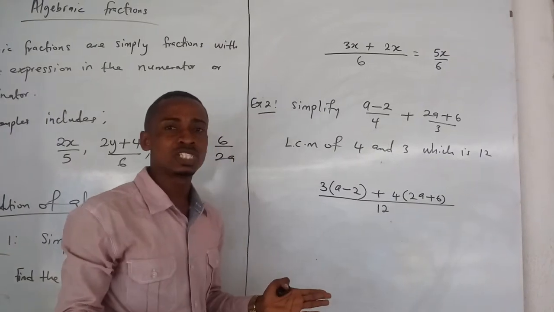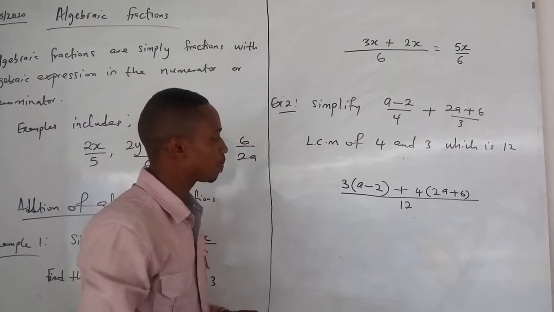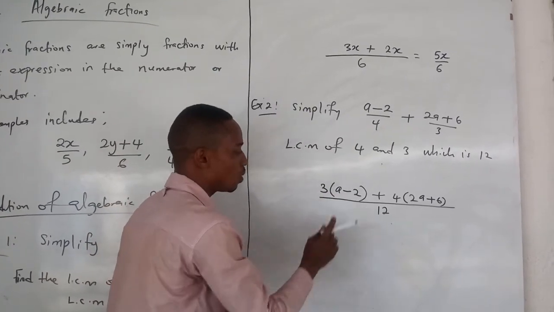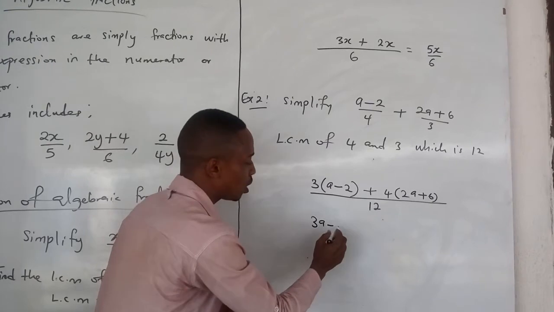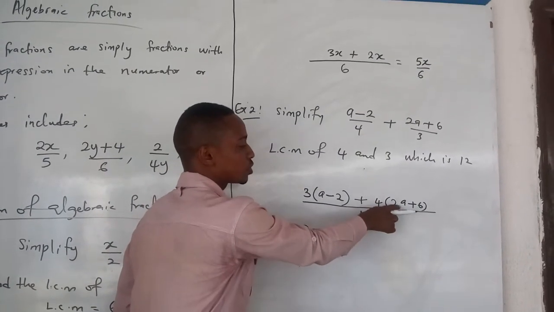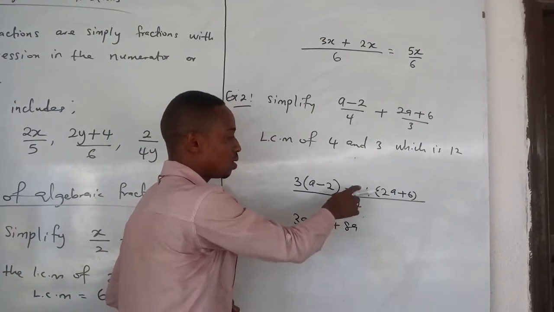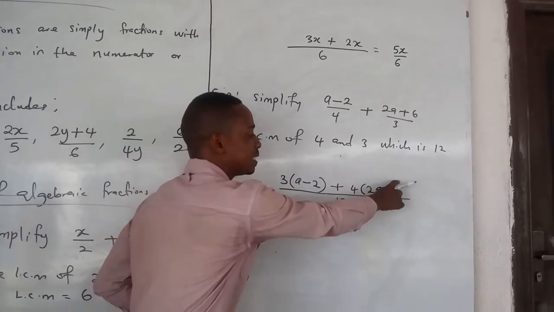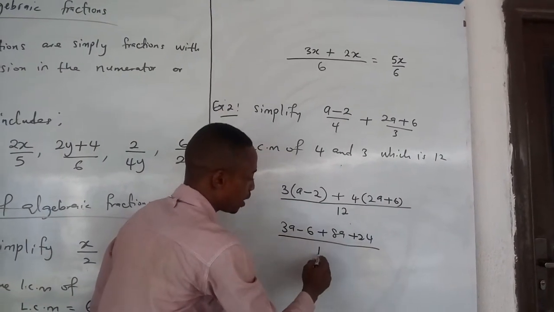The next step here is to open the bracket with what we have outside the bracket. Now we say 3 times a, we have 3a. 3 times 2, we have what? We have 6. Plus 4 times 2a, that gives us 8a, and as well, plus 4 times plus 6, we have plus 24 over 12.